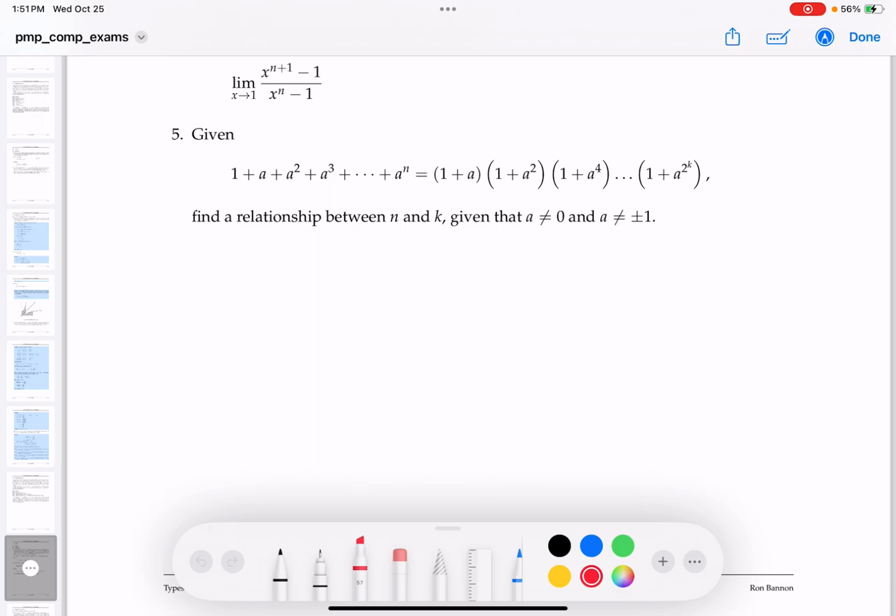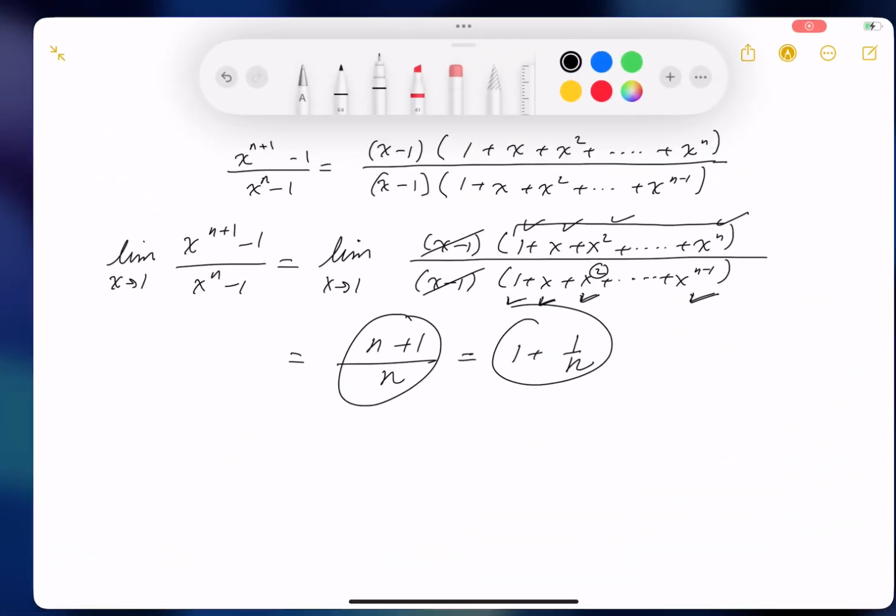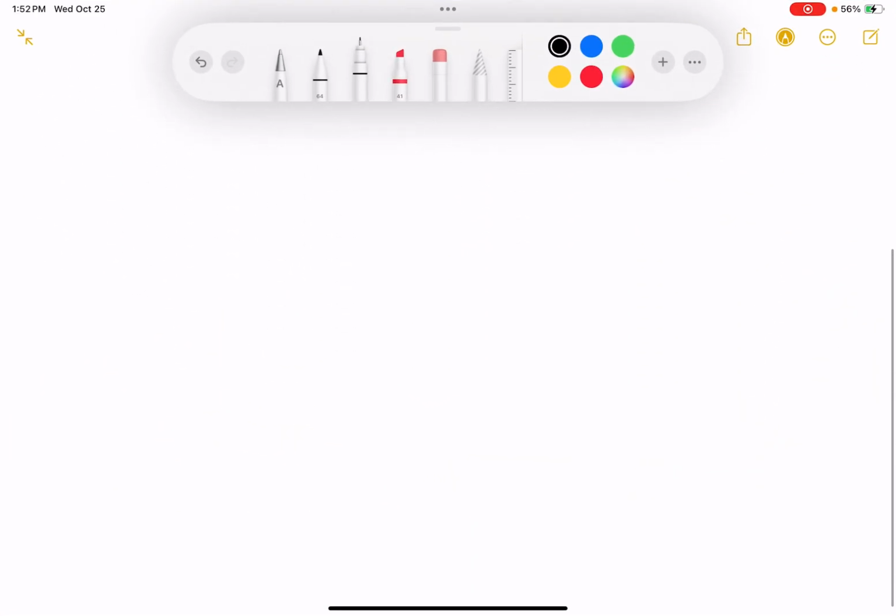All right, number 5, you're given something, and this is really kind of related to the last problem with the geometric, and it tells me it's equal to this thing over here, and then it says find the relationship between n and k, given that a is not 0 and a is not equal to plus or minus 1. So I'm going to go back to the whiteboard, and I'm going to write down what they said, and then we'll go through it one step at a time.